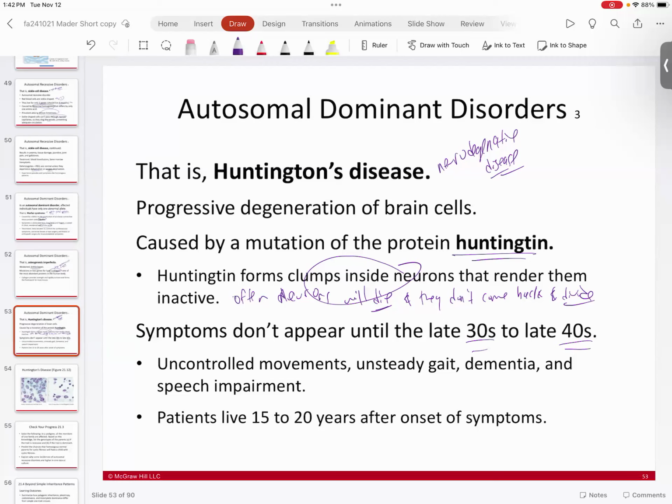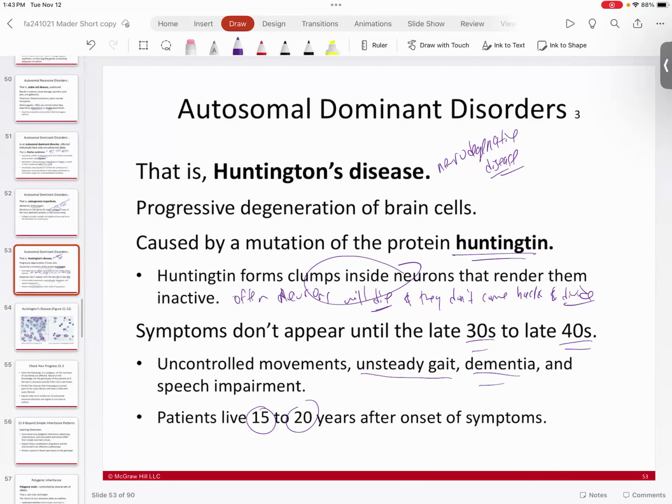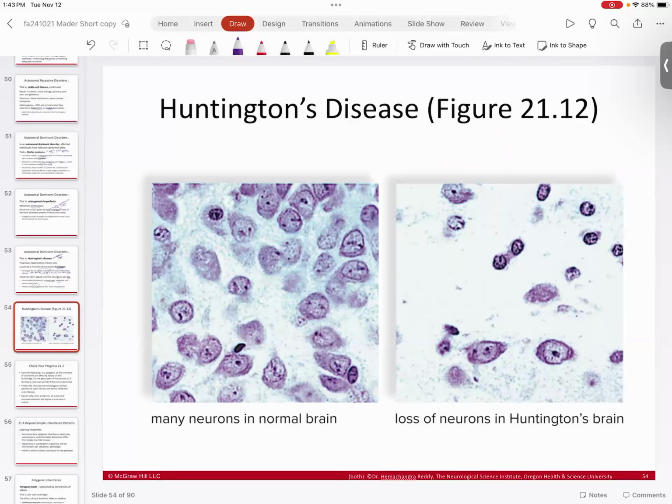And then they'll start to get some muscular discoordination. Their gait will start to become a little off. They'll start to get dementia as different regions of their brain begin to erode due to neuronal death. And so after the initial onset, you've got maybe 15 to 20 years. One of the reasons why this is a particularly wicked disease, Huntington's, is that here you can see neurons in a normal brain and then loss of neurons in a Huntington's brain. So you can see just how much actual neural loss is associated. So this is massive neural loss.